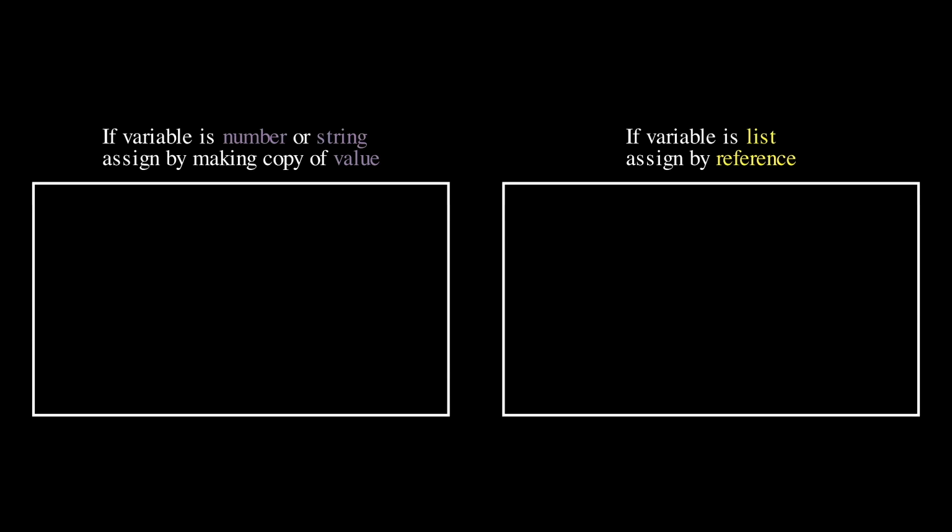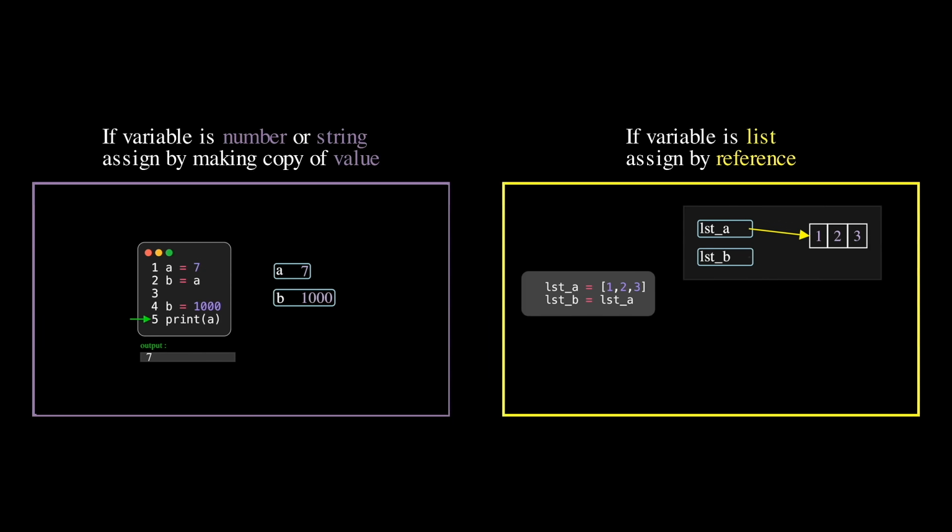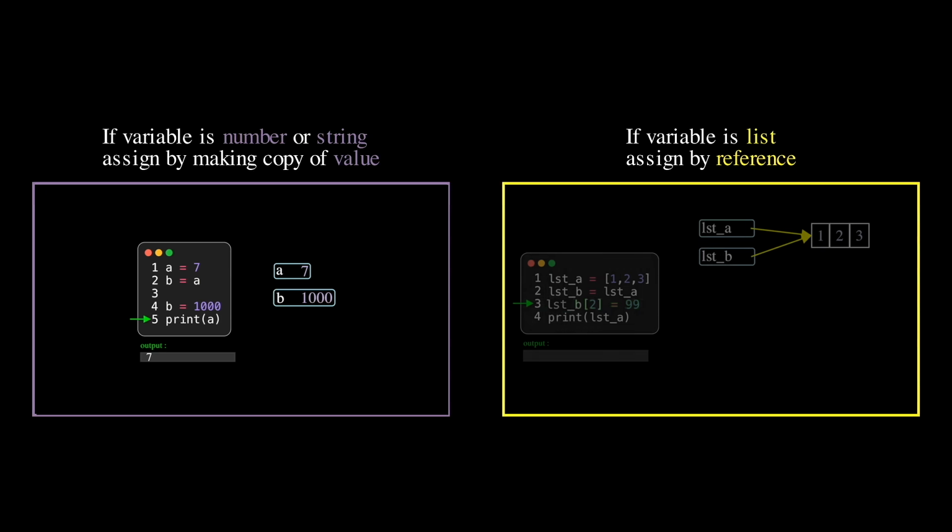You see, assignment of list forms a stark contrast with number and string. For number and string, you assign a new variable by making a copy of the value. Changing the new variable has absolutely no impact on the original one. For list, you make assignment by reference. Changing the new variable induces mutation on the original one.